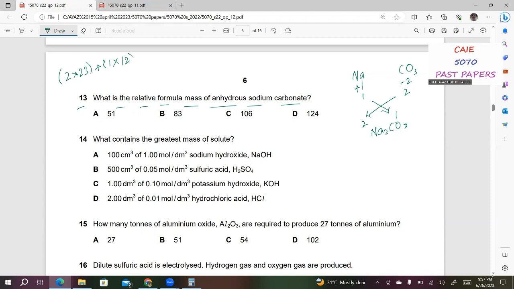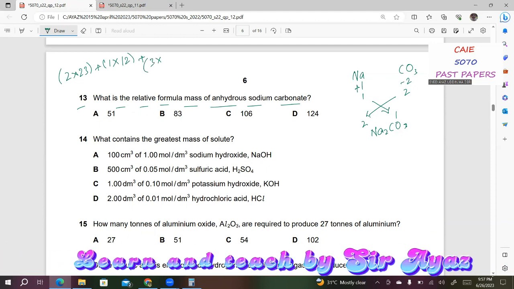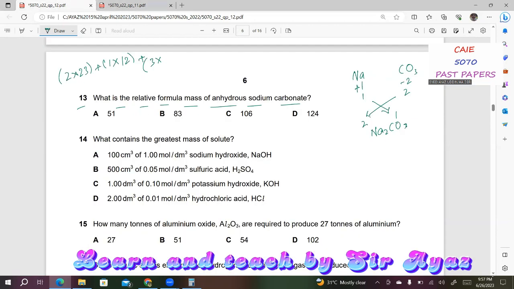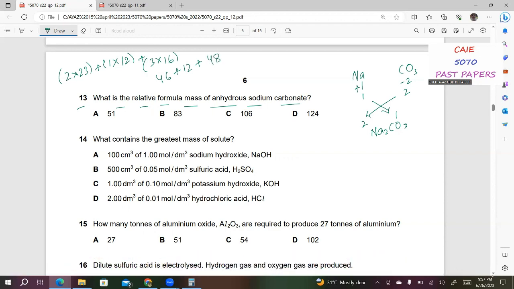1 multiplied by 12 plus 3 atoms of oxygen. So 3 multiplied by the AR of oxygen, which is 16. So we have 46 plus 12 plus 48. If you add up these values, 46, 12, 48, you get 106. So C will be the right answer.